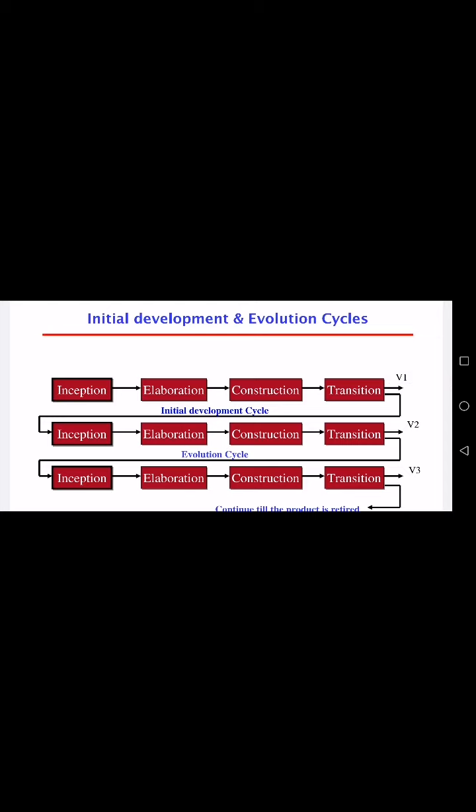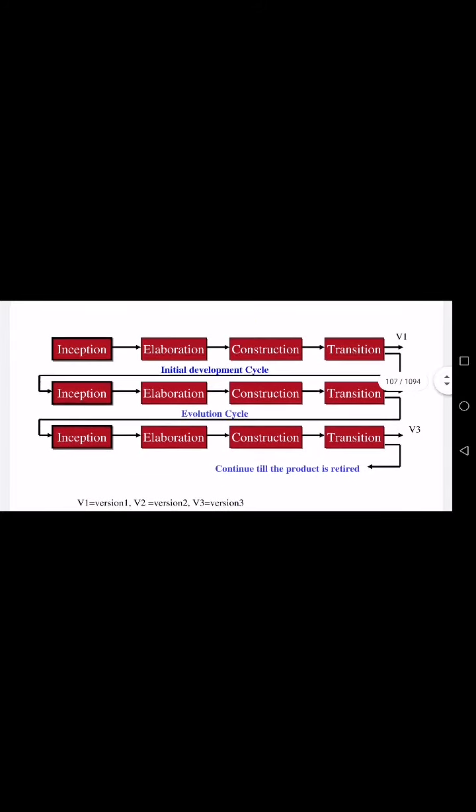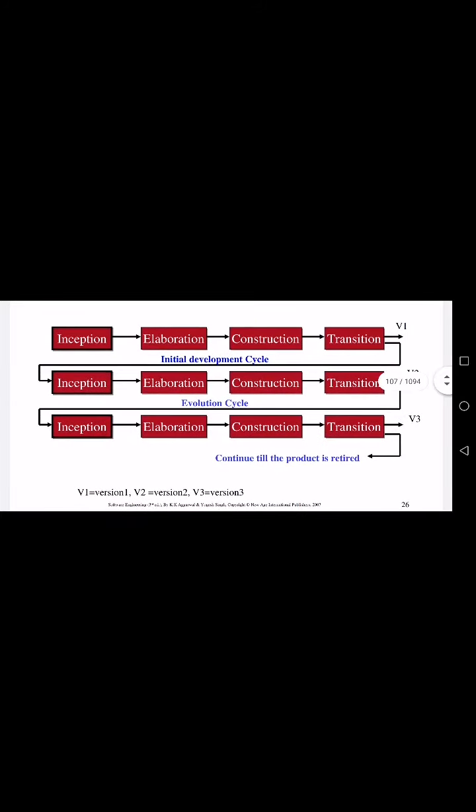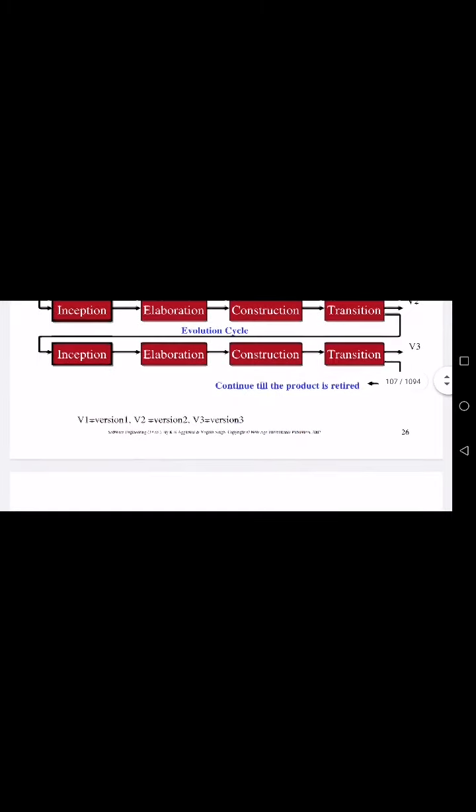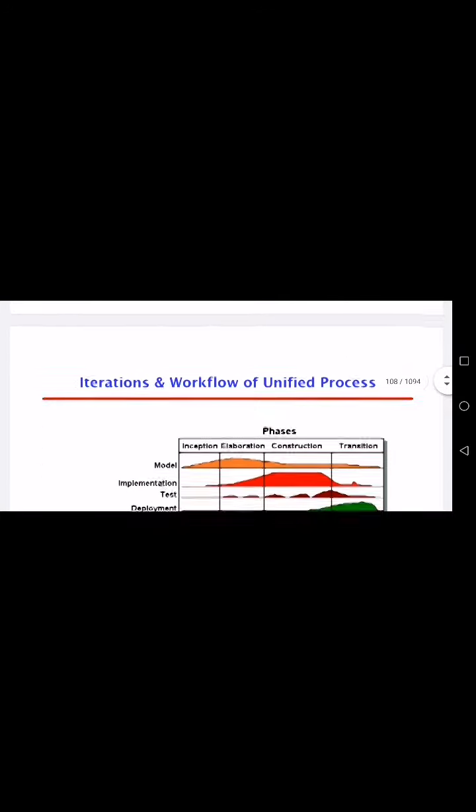This process is used continuously, as you are viewing in this diagram: inception, elaboration, construction, and transition, and version 1 will be developed. Then the second cycle will be started, again inception, elaboration, and so on. This evolutionary process will be continued until we reach the final product. So these are different versions. By different versions we will develop the product, and the final version will be obtained by continuous cycles.